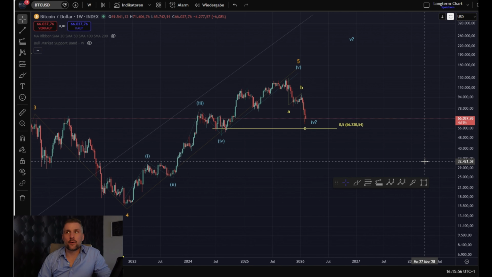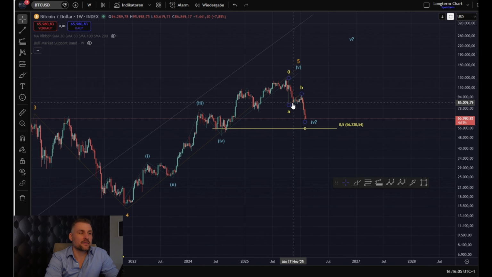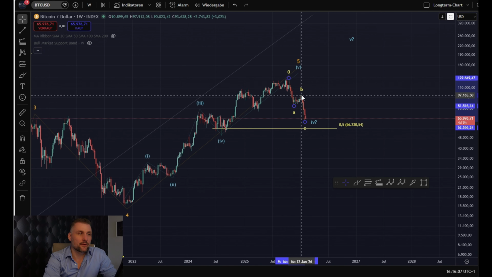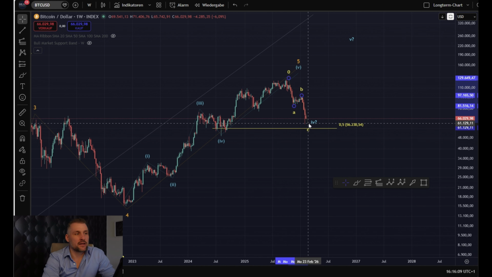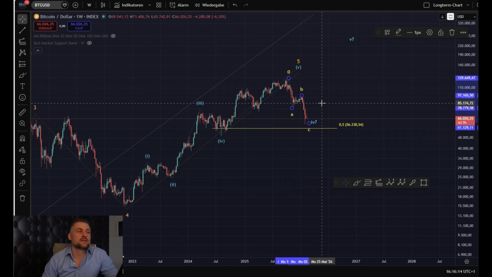And in Elliott waves, we assume after 5 waves, we expect a 3-wave structure afterwards. And currently, as you can see, it's a clear 3-wave structure to the downside. So that's a corrective wave count.